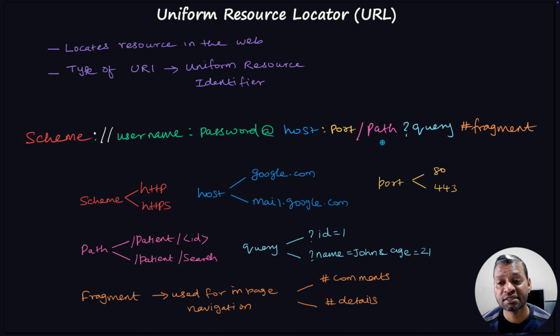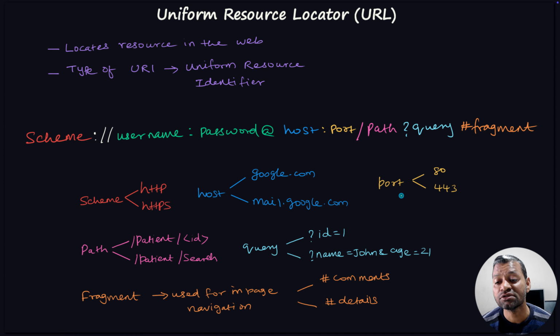Now let's look at each of these parts in a little bit more detail. The first part, which is a mandatory part, is scheme. The scheme could be HTTP or HTTPS depending on whether we are using a secure protocol or not. When we are using a secure protocol, the scheme has to be HTTPS, otherwise it will be HTTP. Then we have host. Host is a mandatory part. This includes things like the domain name, for example, google.com or mail.google.com.